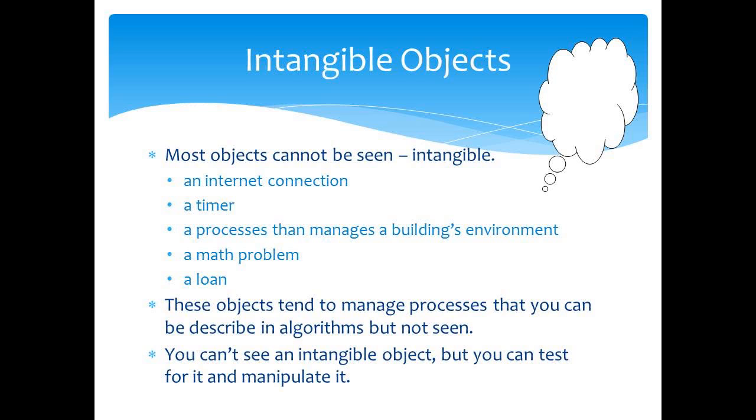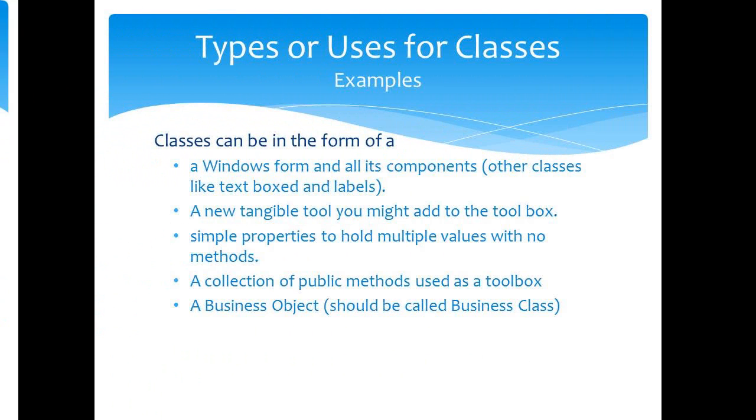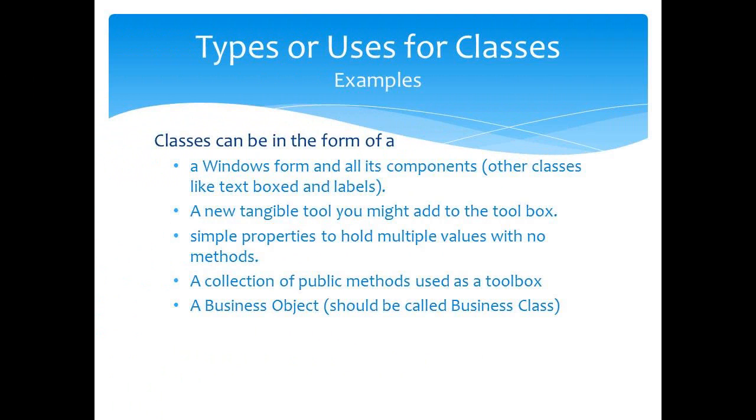So these objects tend to manage processes that can be described in an algorithm, but you can't see. And they're just as much an object as a text box or a radio button. You can't see an intangible object, but again, you can test for it and you can manipulate it as well. So what do we do with these classes? Well, a class can be a form of a Windows form and all the components. You can keep in mind that a class can be made up of other classes. A Windows form, for example, we've talked about before, is a container object or a container class. And we can put classes on top of that form. Text boxes, radio buttons. A class can also be a new tangible tool that you might add to your toolbox.